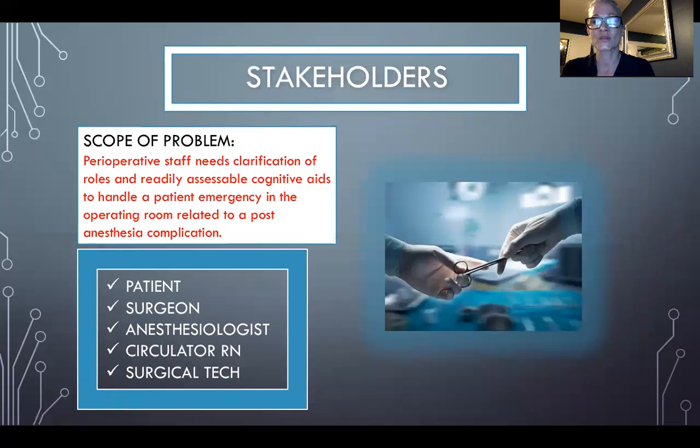Some operating rooms, of course, have other staff members around. However, these are the key stakeholders because they are the ones in the actual operating room. So the scope of the problem is that the perioperative staff needs clarification of roles and readily accessible cognitive aids to handle a patient emergency in the operating room related to a post-anesthetic complication.